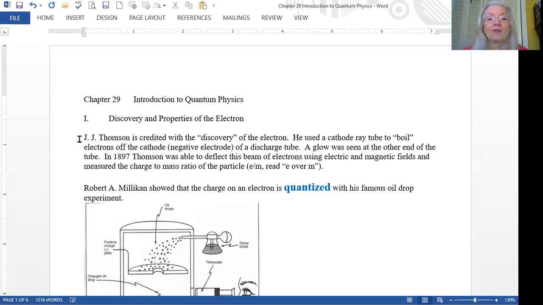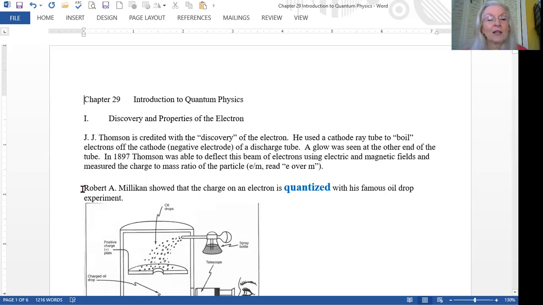The electrons came off and there was a glow at the other end, and we were able to determine that the beam that was produced could be deflected or moved with an external magnetic field. And it led people to think, well, then this beam is made out of smaller things that are influenced by that magnetic field. So Thomson was able to measure the ratio of the charge of the particle to its mass. We refer to that as e over m, and come up with a number that was consistent.